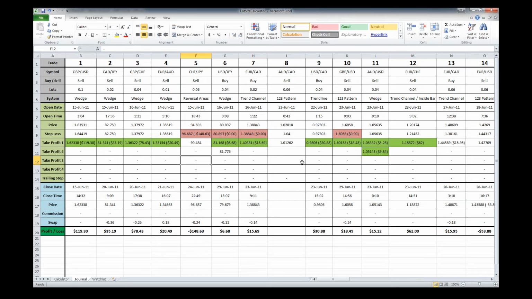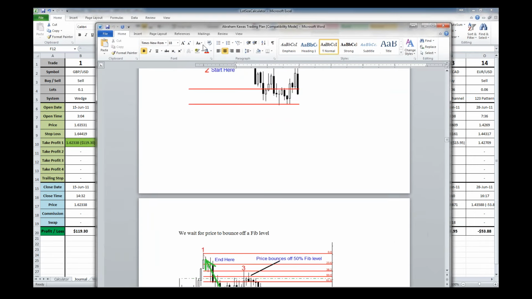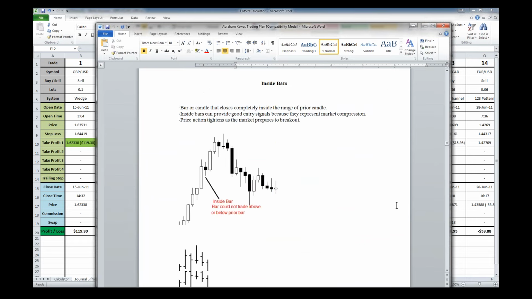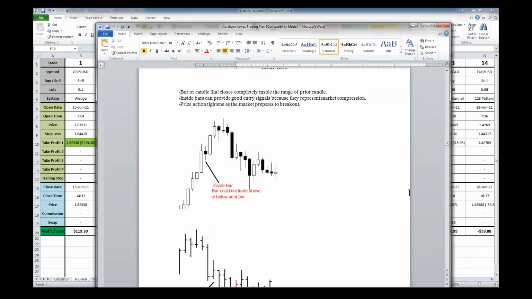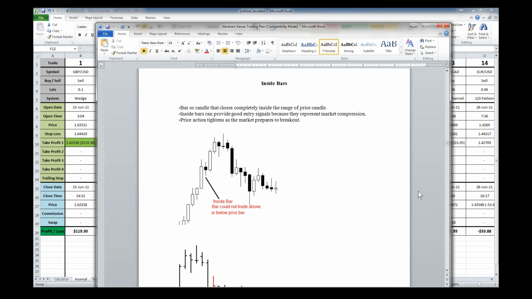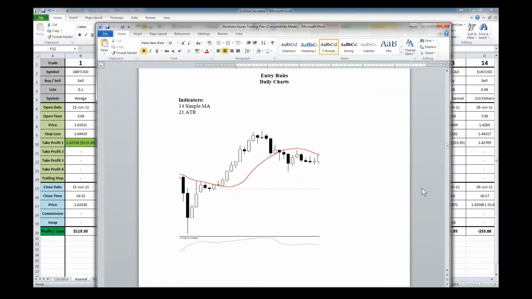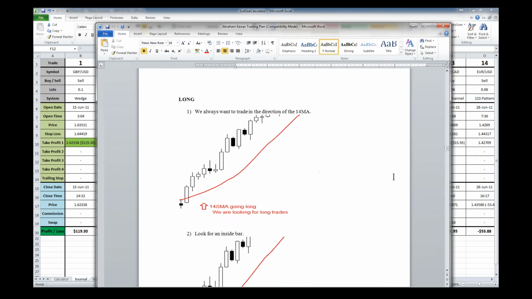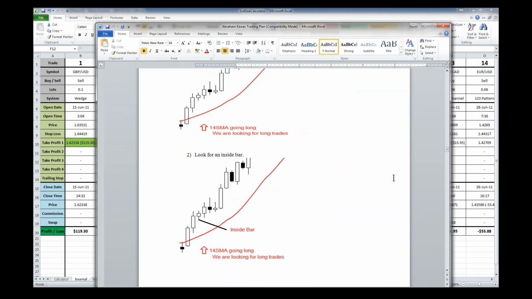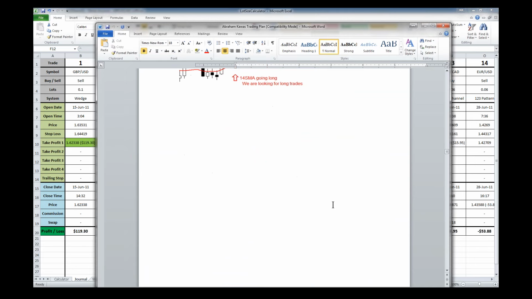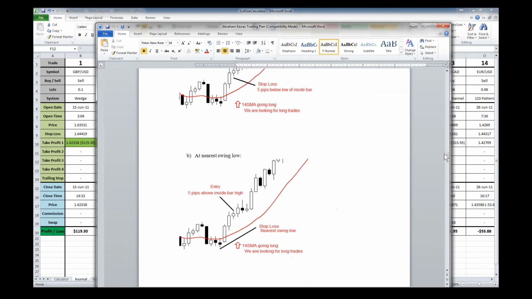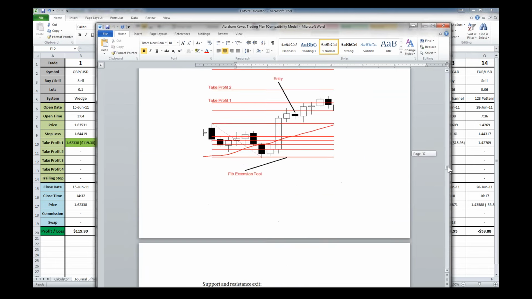All right, like I said, I'll drop this in the chat so you guys can look at it. Which one is this? Oh, inside bars. Gee, I forget. This is how you trade inside bars, or at least how I was teaching it. Where are the wedges? Because that's the one he liked the most.